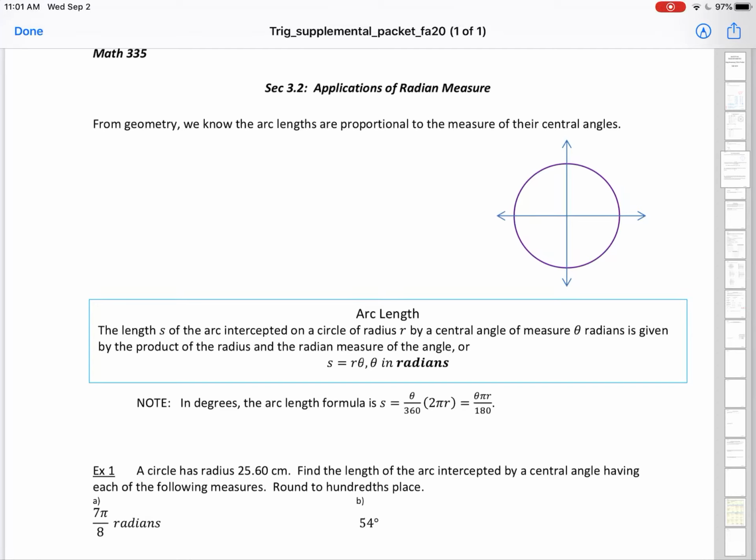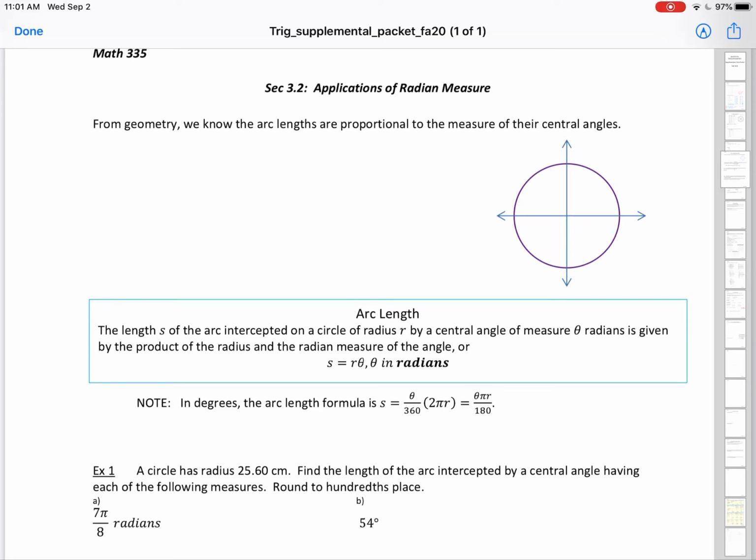All right, welcome to week three's material. In chapter three that we're going to look at now, they're going to give us some applications of radian measure. And if you remember how we defined a radian, its actual definition is related to arc length.